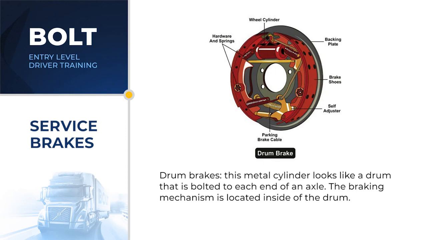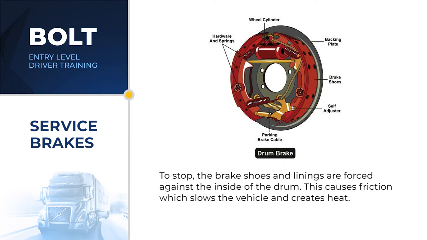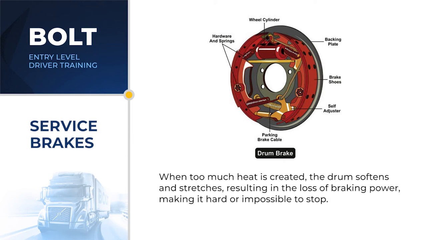Drum brakes. This metal cylinder looks like a drum that is bolted to each end of an axle. The braking mechanism is located inside the drum. To stop, the brake shoes and linings are pushed against the inside of the drum. This causes friction, which slows the vehicle and creates heat. When too much heat is created, the brake drum softens and stretches, resulting in the loss of braking power, making it harder and, in some cases, impossible to stop.